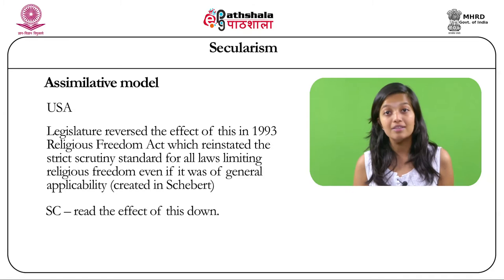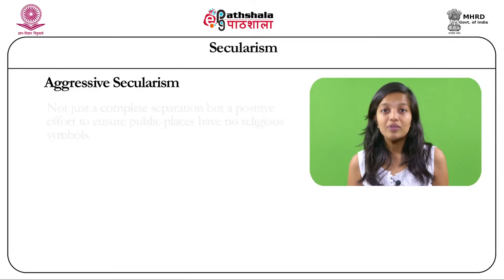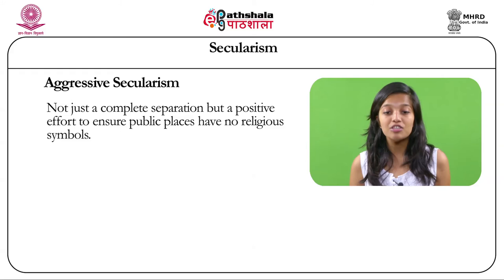What is the fourth model we spoke about? Aggressive secularism. What does this mean? As against the assimilative model, not just does aggressive secularism require a separation of religion and state, what it requires is an aggressive separation to the extent that the state must ensure that religion has no role to play or has no manifestation in public places.